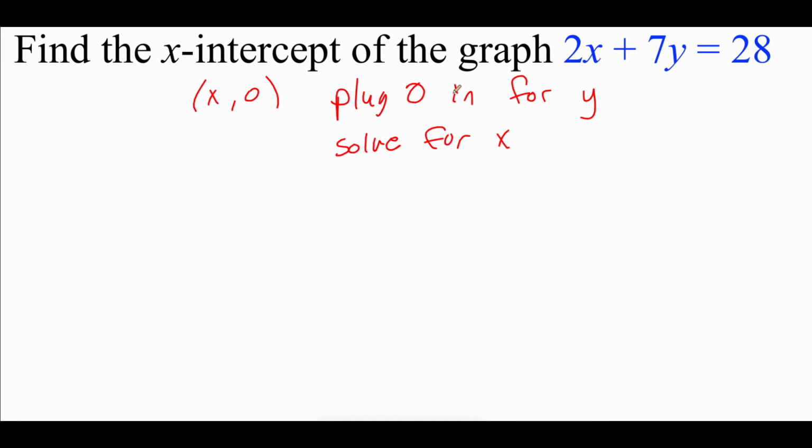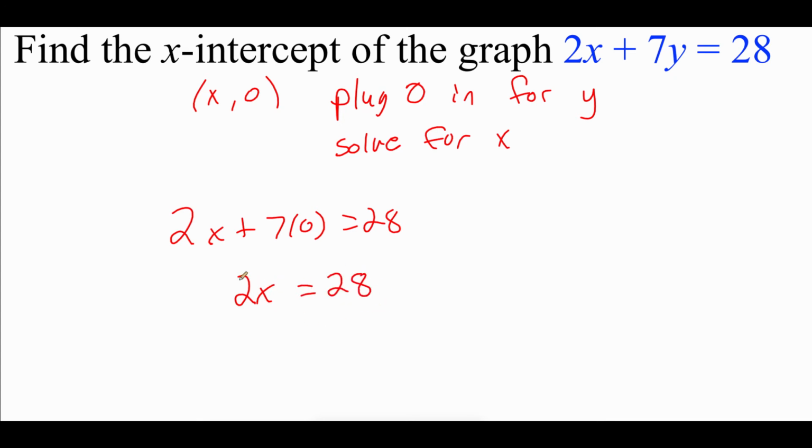So in this equation up here, we're going to plug in 0 for that y value. So we get 2x plus 7 times 0 equals 28. Now we're going to solve to figure out what our x value is. Well, 7 times 0 is just 0. And if I take 2x and add 0 to it, that cancels out. So we just get 2x on the left-hand side, and that equals our 28.